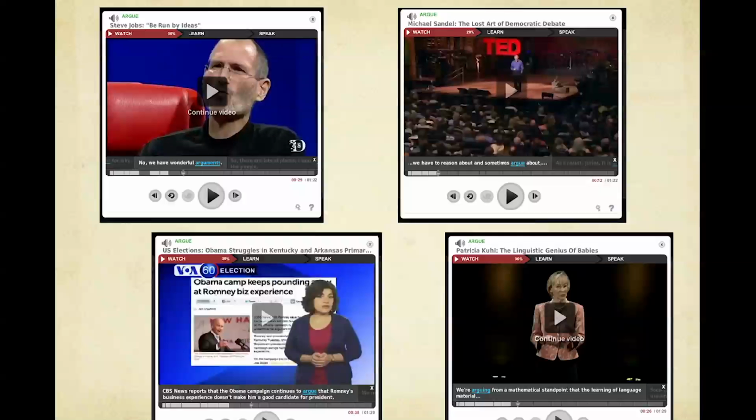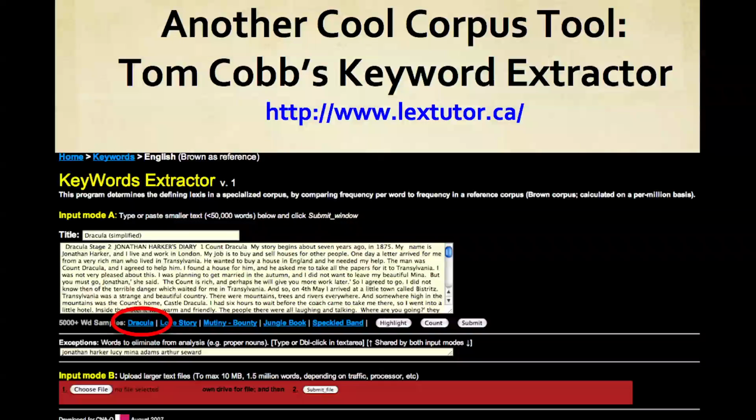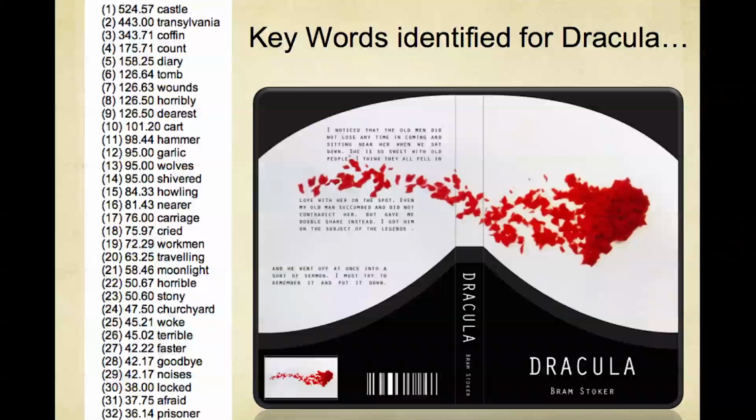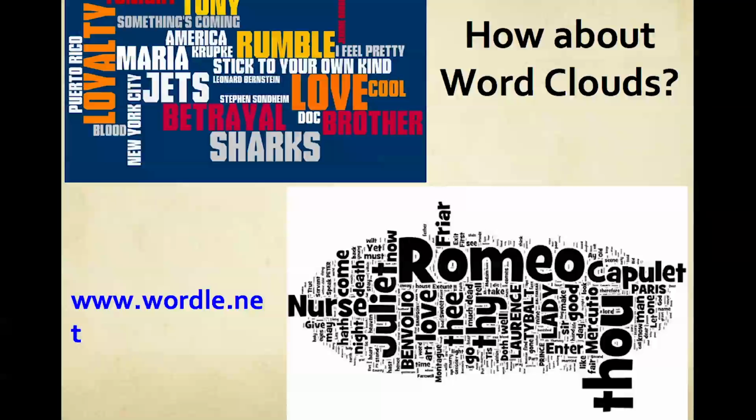Another really cool tool that Tom has is the keyword extractor. What this does is compare the frequency of words in a text that you want to analyze with a general corpus. In this case, I've used the corpus of Dracula. I've popped Dracula into the text box, you just push a button, and boom, you see the top 30 or 40 words that occur more frequently in Dracula than in a regular English text. So the word castle, for example, occurs 524 times more often in Dracula than in another text. This is a very quick and easy corpus tool that you can use to prepare and choose words for the classroom.